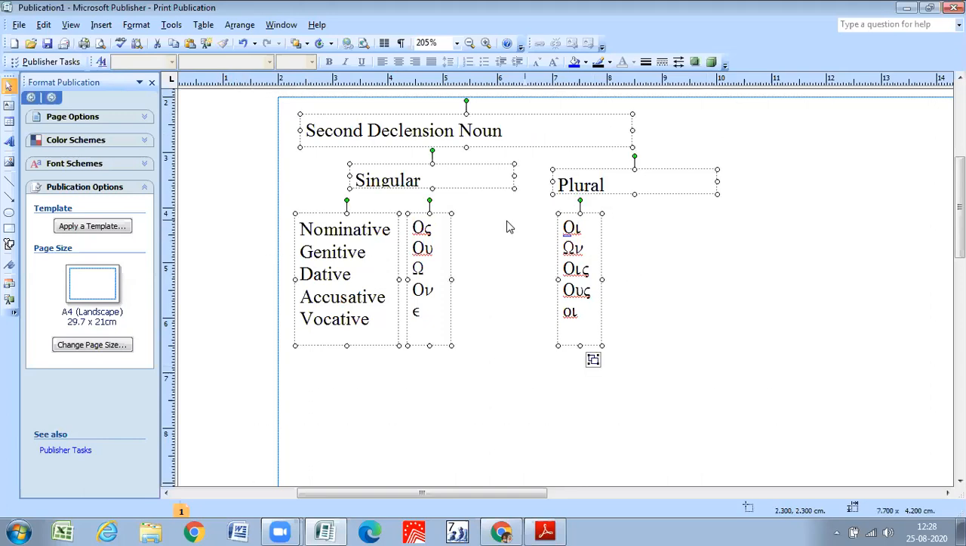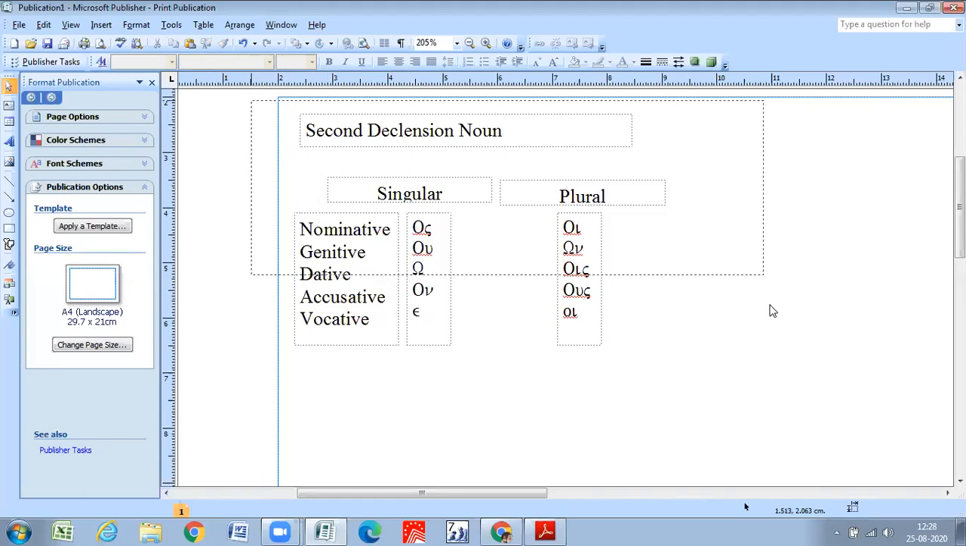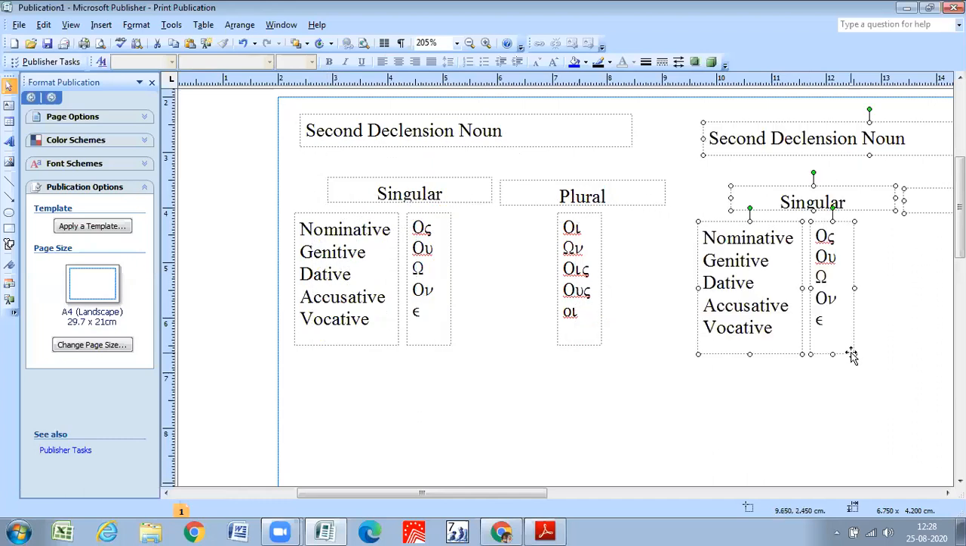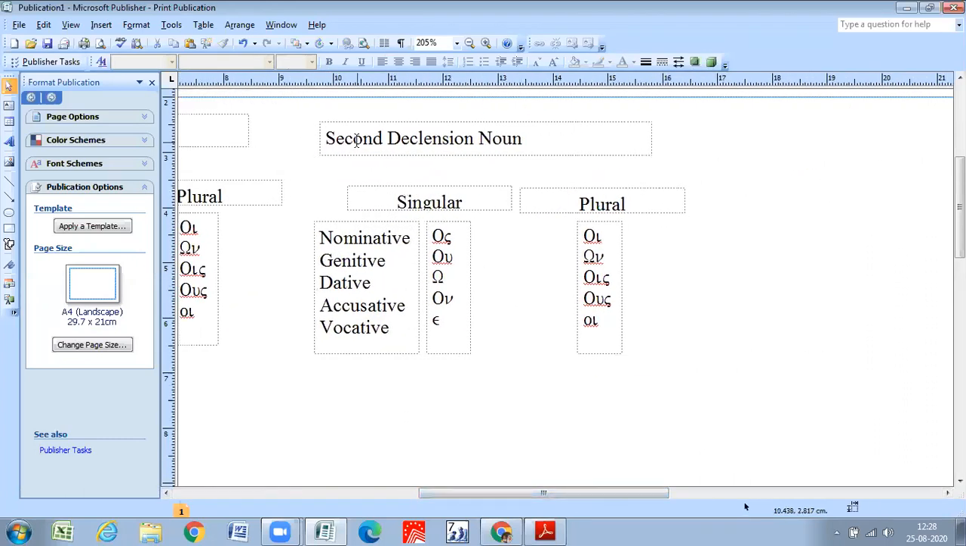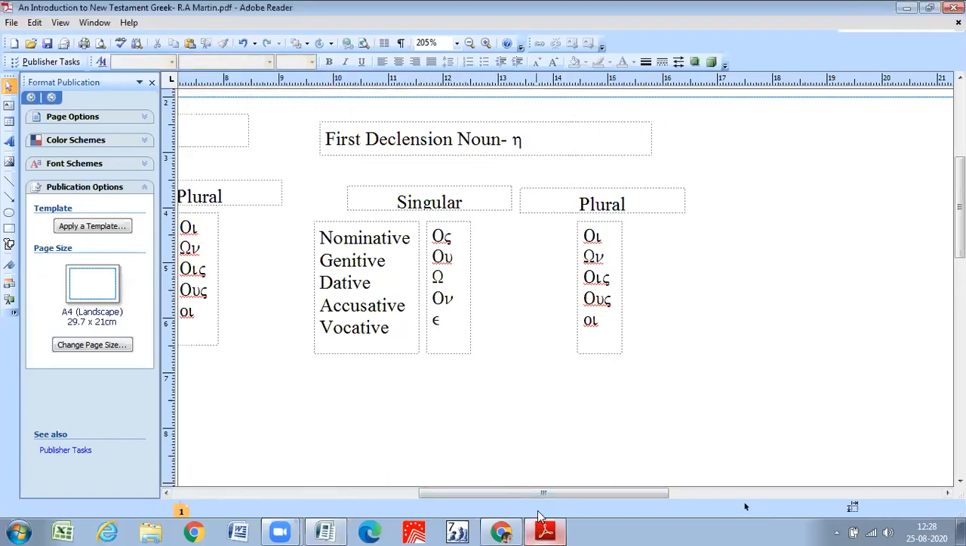Now let's try to create the first declension, ending in eta. Okay. Now let's look here.